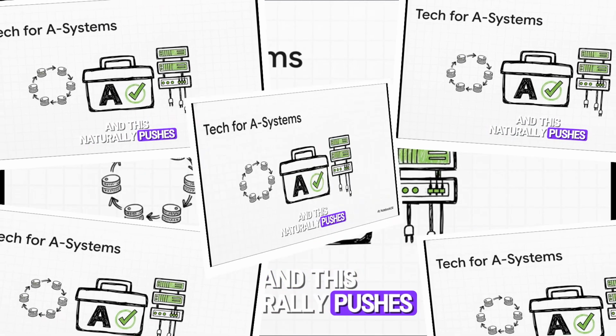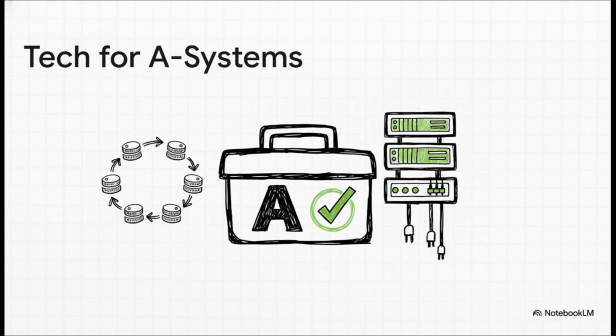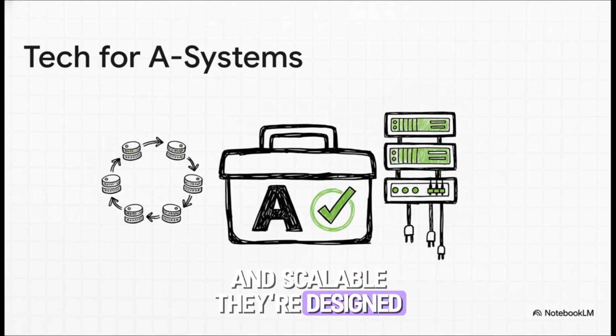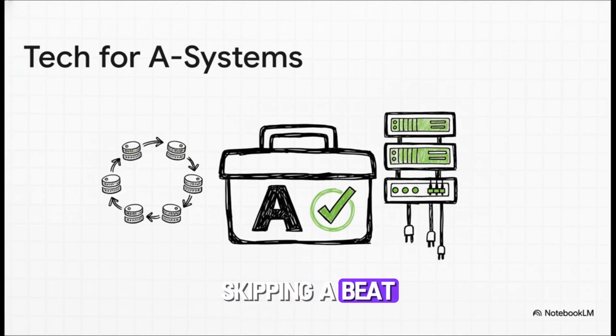And this naturally pushes you towards databases like Cassandra or DynamoDB in its default mode. These tools are masters of being highly available and scalable. They're designed from the ground up to run in multiple regions and survive failures without skipping a beat.